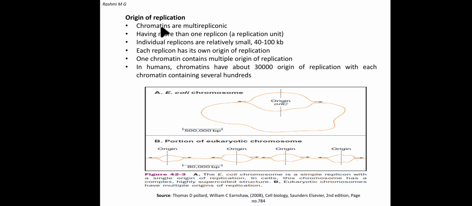And also we discussed the origin of replication, which is the region or the site where DNA starts replicating. The eukaryotic chromosome has a feature of multiple replicons. They have multiple origins or ori sites, and this is very helpful in DNA replication.